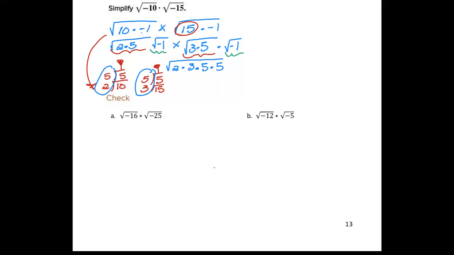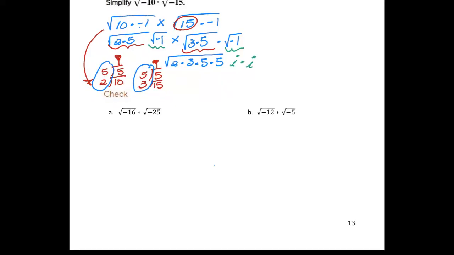So that's going to be an i for the first one times an i over here. Now, from the cake method, anytime you have two of them together, that's like 5 squared.